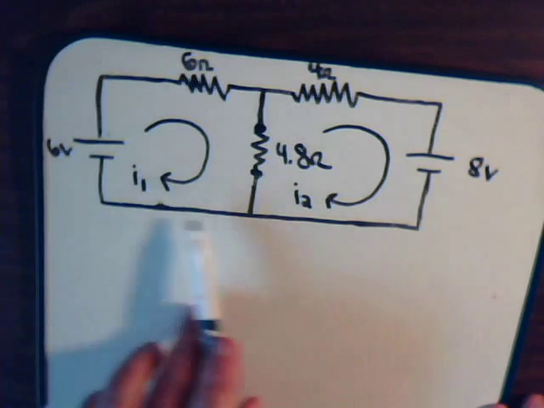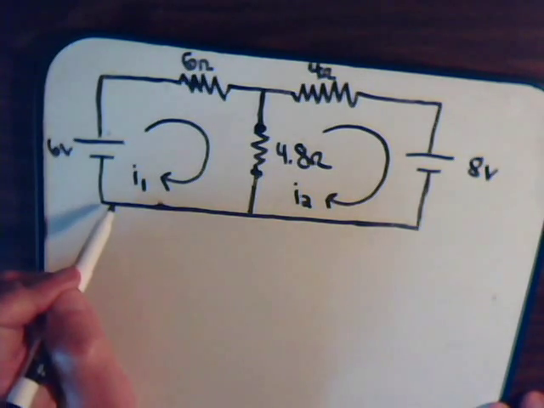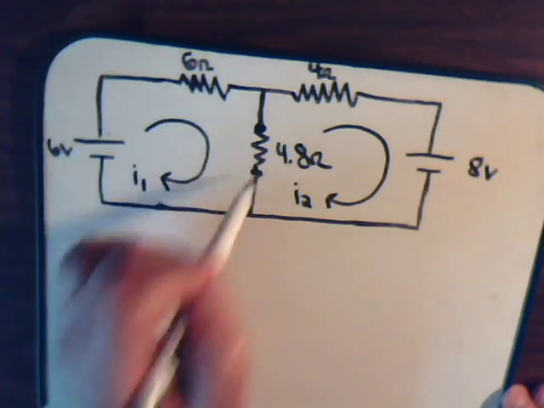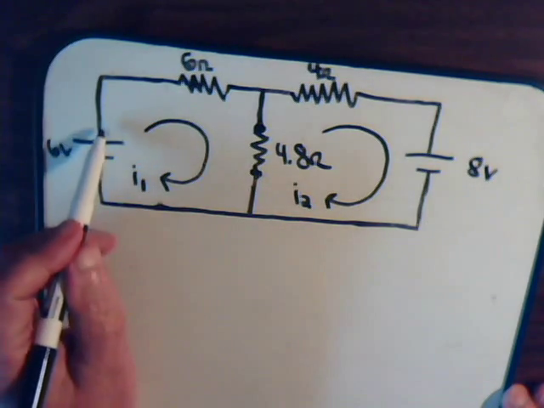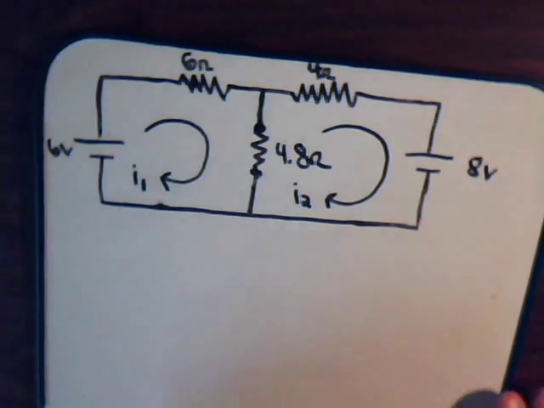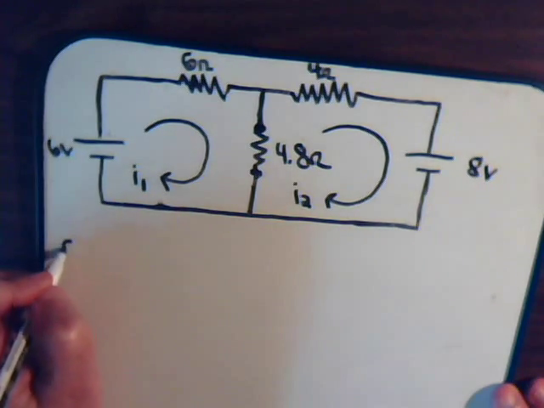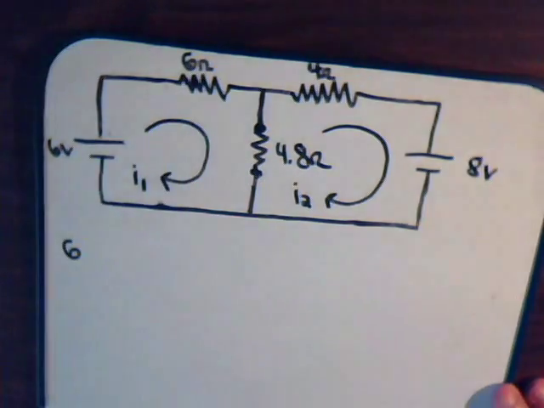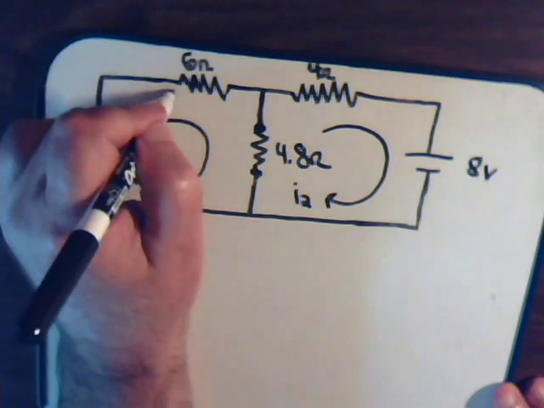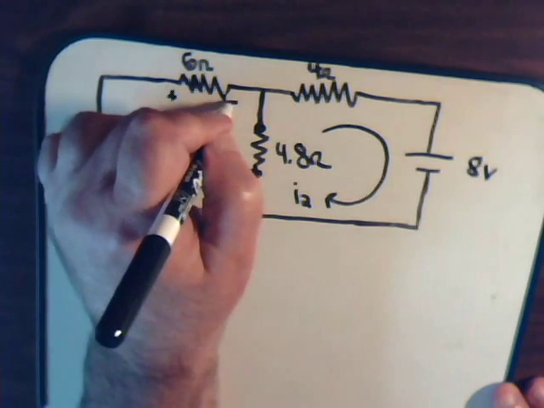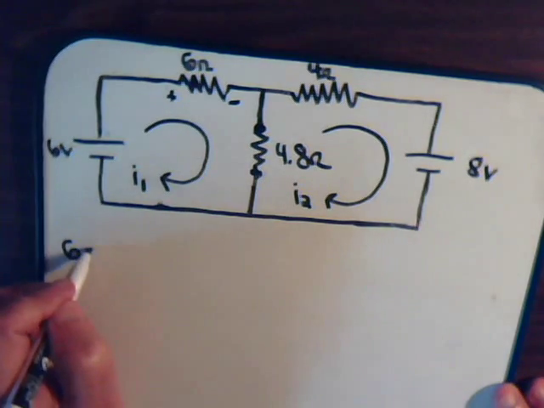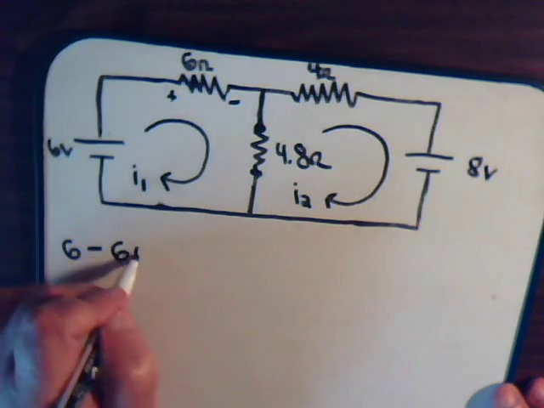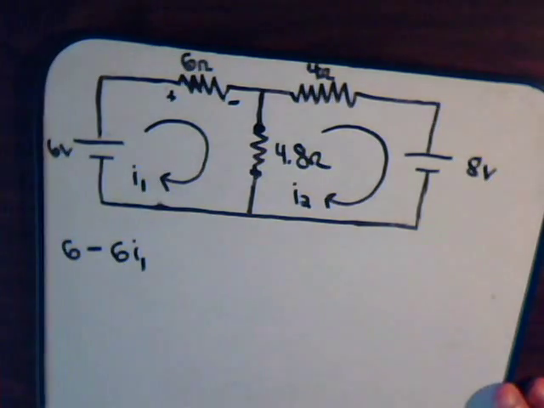Okay, let's look at this part of the circuit. We're summing voltage drops in this direction. So here we're going from minus to plus, so that's plus 6 volts. I'll just write down 6. And then whenever we go across a resistor, the voltage drop is always plus to minus, so it's always a minus sign here. Minus 6 times the amount of current flowing through it, I1.